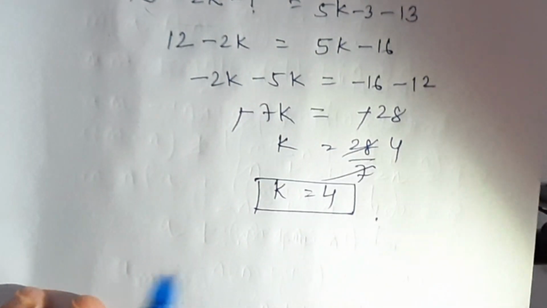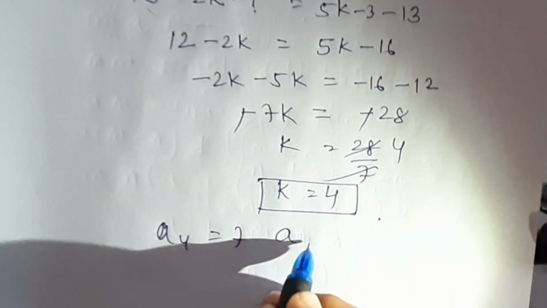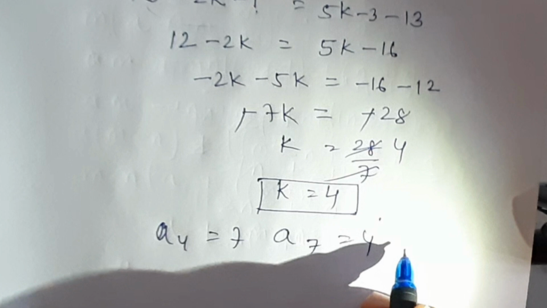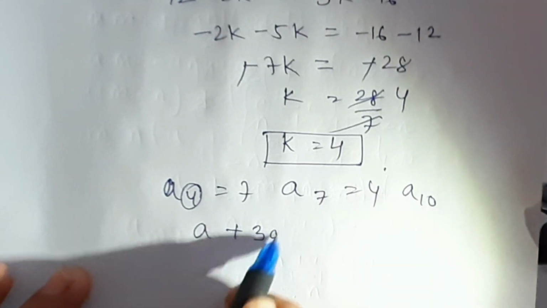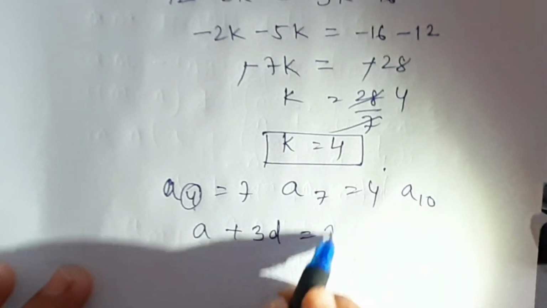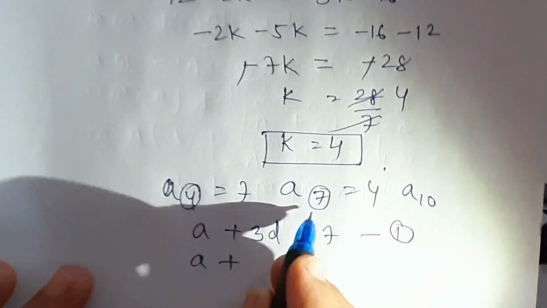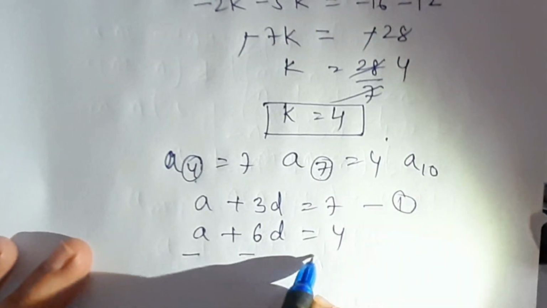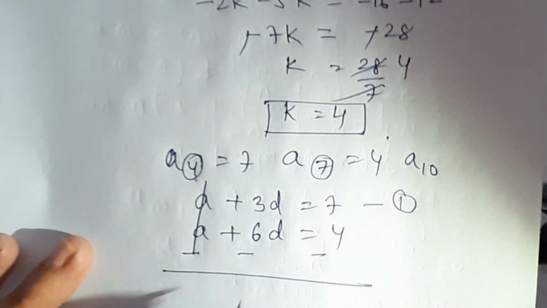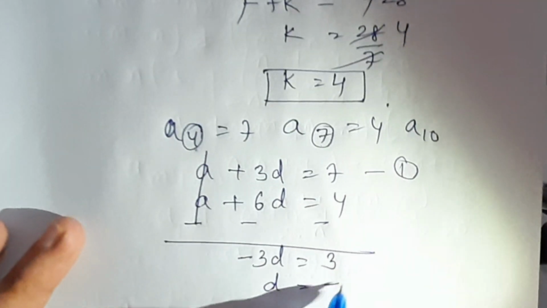Now the next question for MCQ, like A4 is given as 7 and A7 is given as 4. We need to find what is A10. For this kind of question, we directly make equations. A4 is given, so it will be A plus 3D is equal to 7, the first equation. Here A7 is given, so this will be A plus 7 minus 1, 6D is equal to 4. Like linear equations, we can solve them. 3 minus 6 is minus 3D is equal to 3. So D is minus 1.